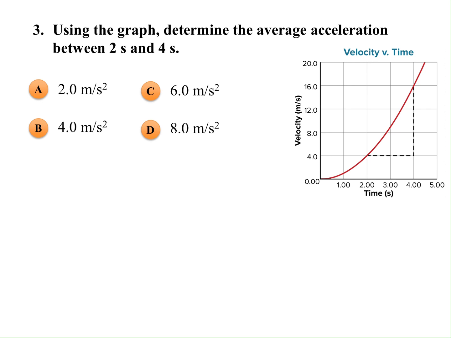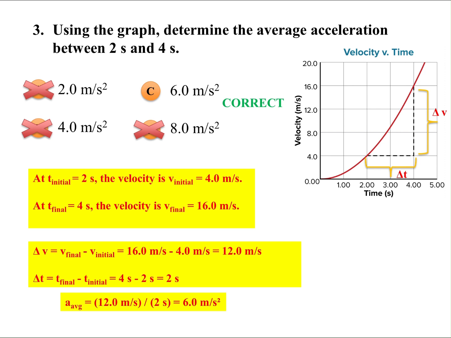Using the graph, determine the average acceleration between 2 and 4 seconds. We know that the slope of velocity time graph is equal to the acceleration. And from the graph, at initial time of 2 seconds, the initial velocity is 4 meters per second.